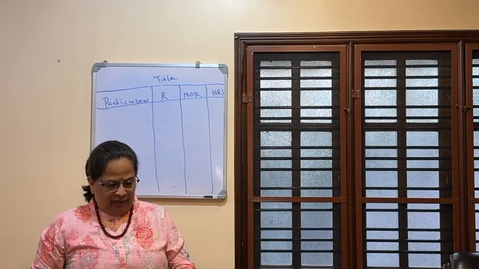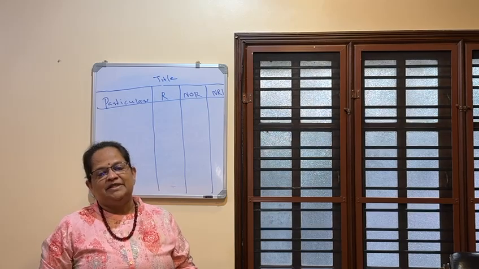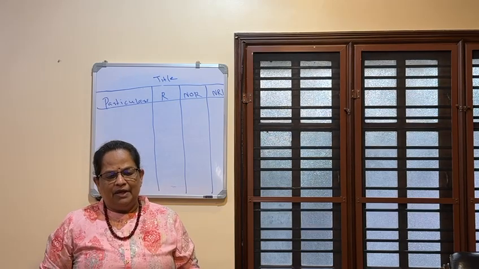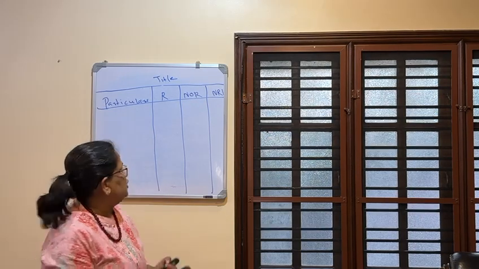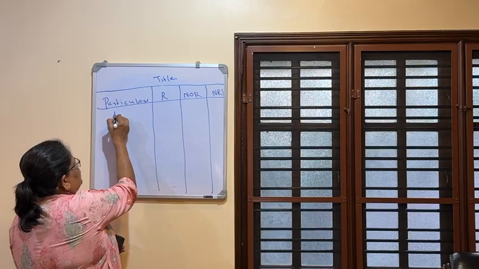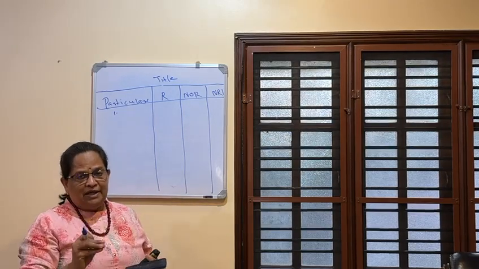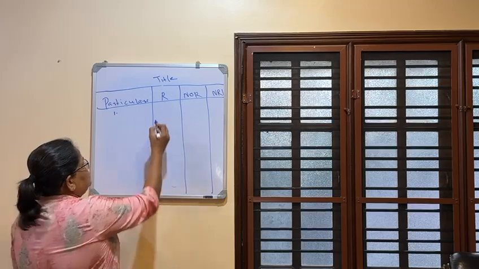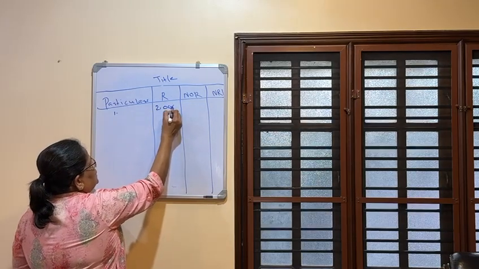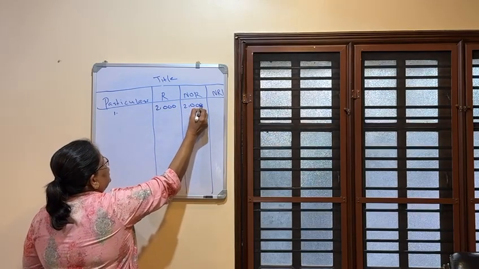First one, income earned in Canada but received in India, 2000. This is taxable. Income earned in Canada but received in India is taxable in all cases: 2000, 2000 and 2000.